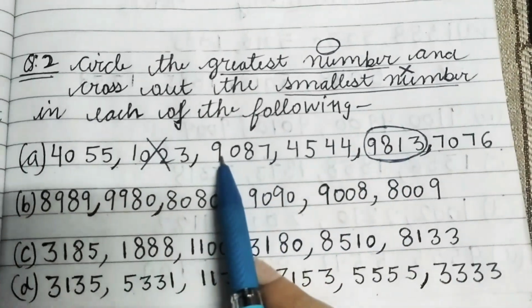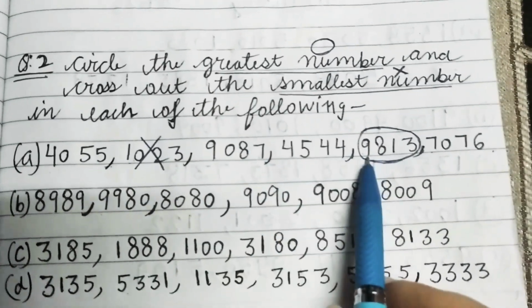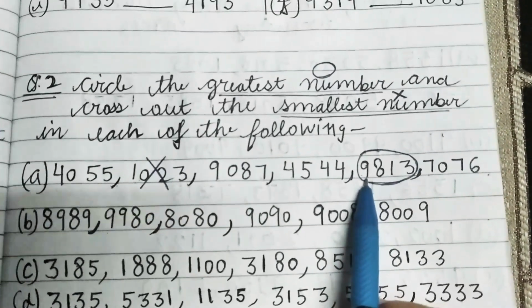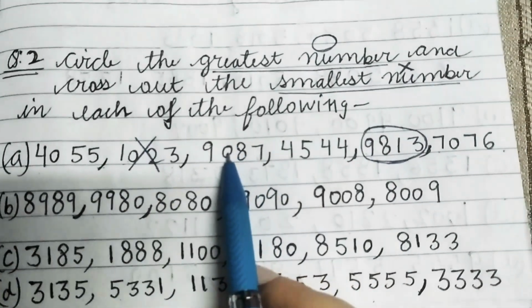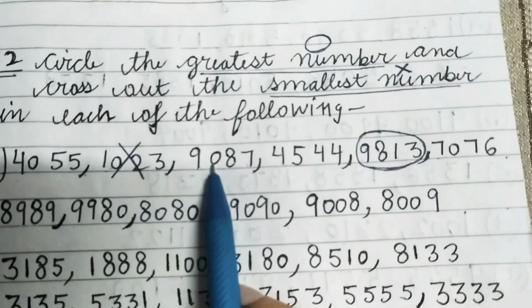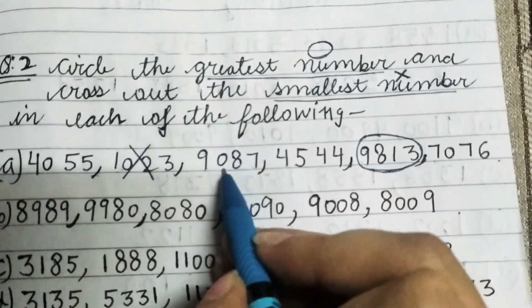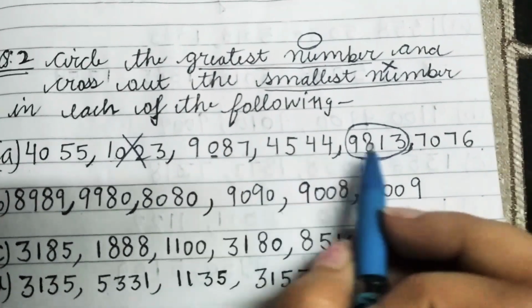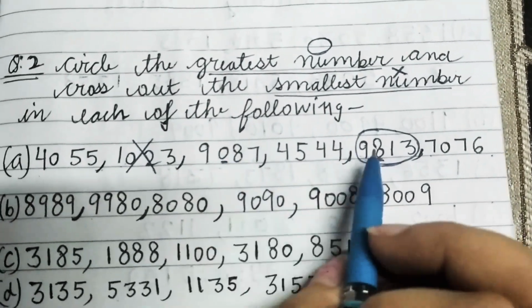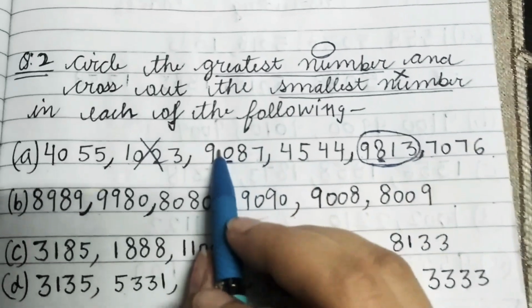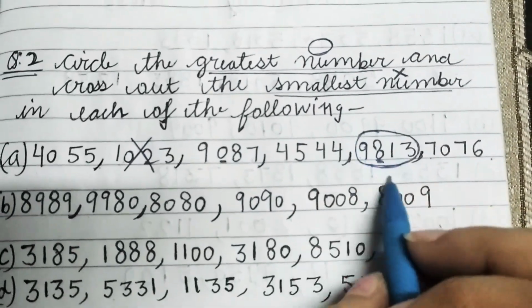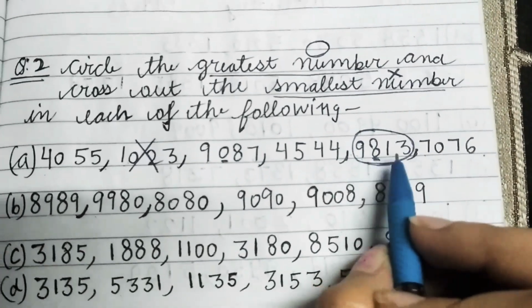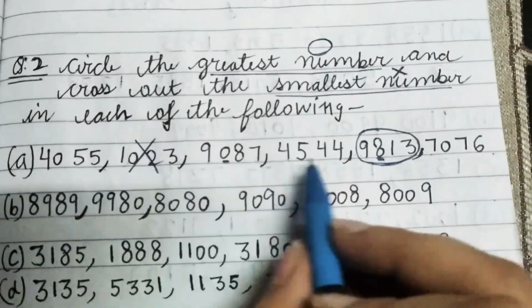Whenever the first digit in each of two numbers is the same, what is the third rule? That you have to shift to the second digit starting from extreme left. So here you will compare 0 and here you will compare 8. Which of these is largest? 0 or 8? 8 is greater than 0. That means the largest number is 9813 out of these numbers.